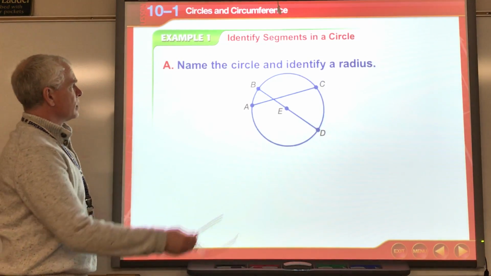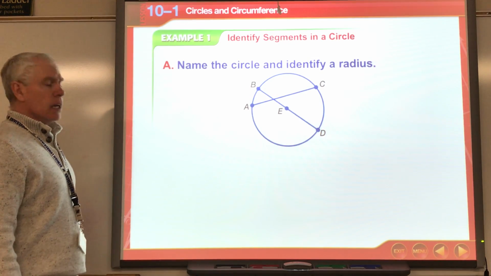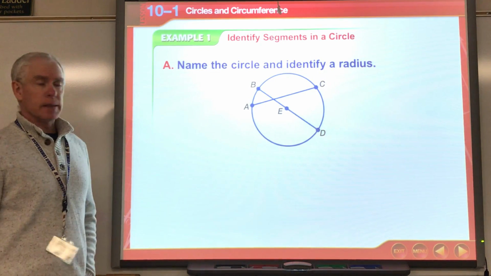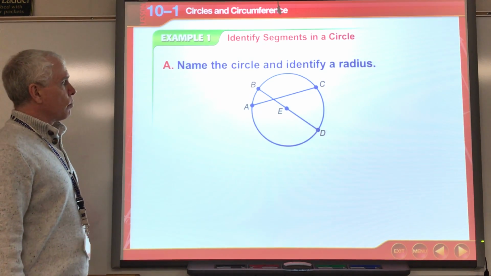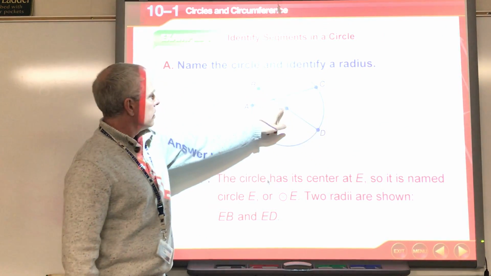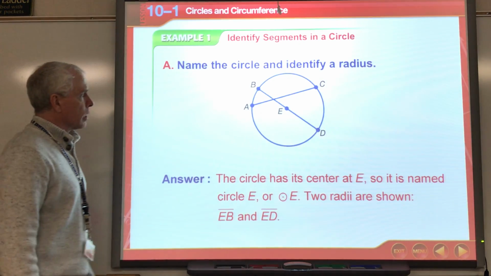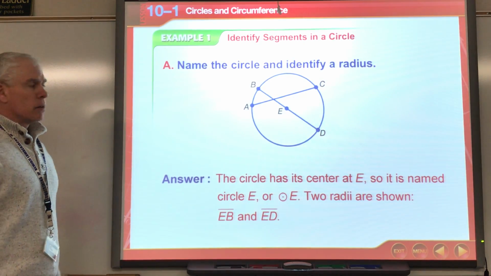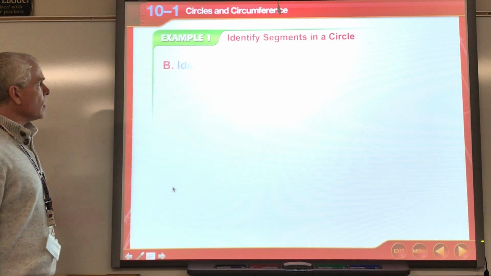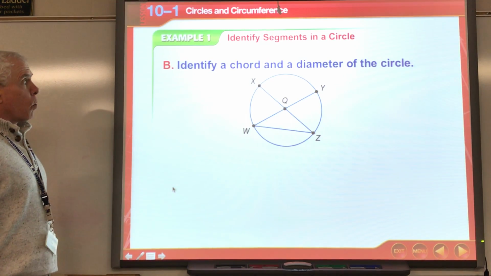So some of our first examples, just name the circle. We always name the circle by the center. So I would call that circle E. Okay? And identify a radius. Now you've got options here. A radius could be ED or EB, depending upon which direction you go. Okay? Identify a chord and a diameter.